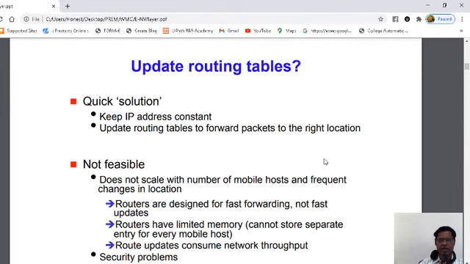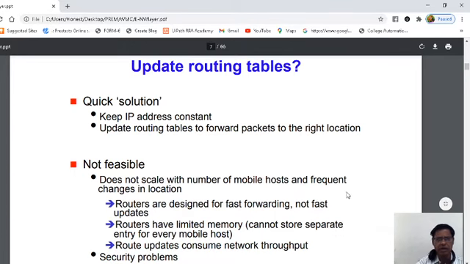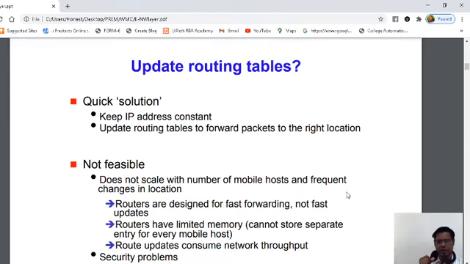If any changes are there in the IP address, those changes have to be updated in the routing tables. Changing the IP addresses is not feasible, so it does not scale with the number of mobile hosts and frequent changes in location. Routers are designed for fast forwarding, not fast updates.